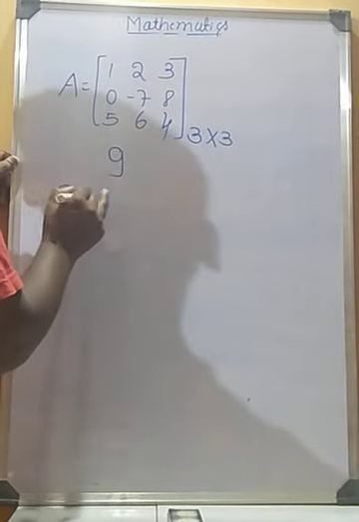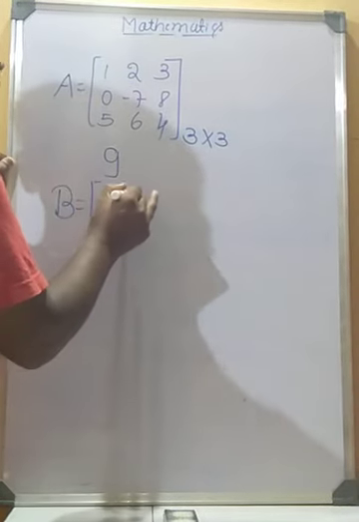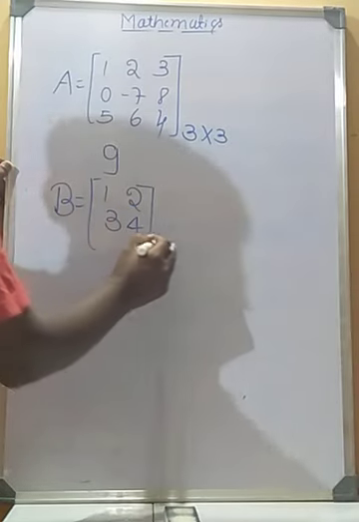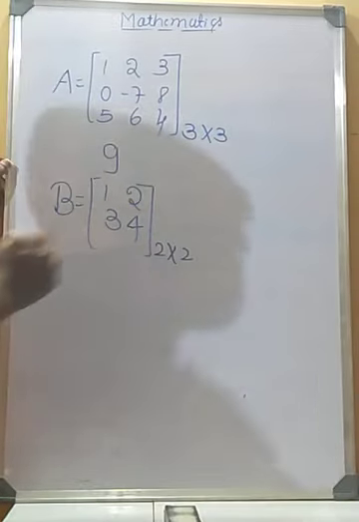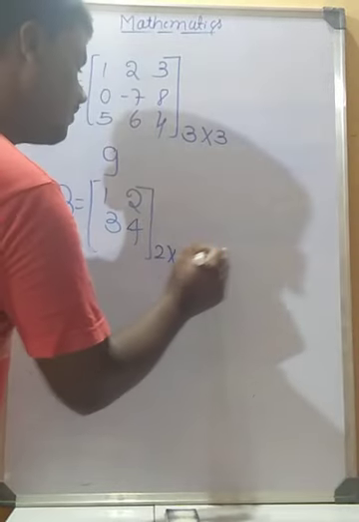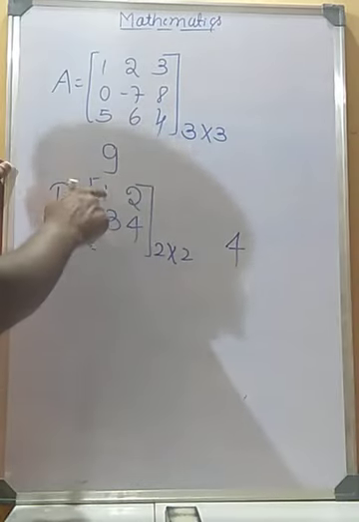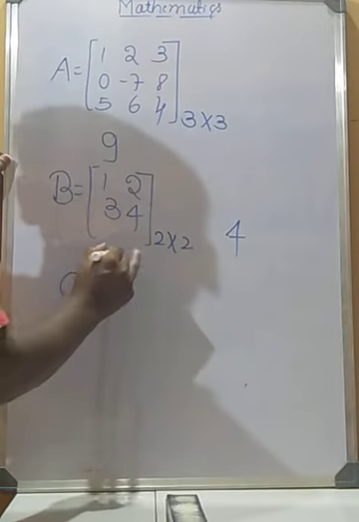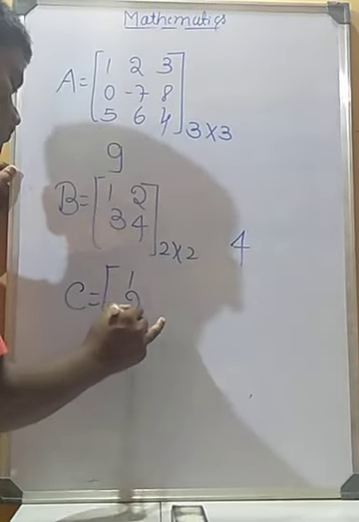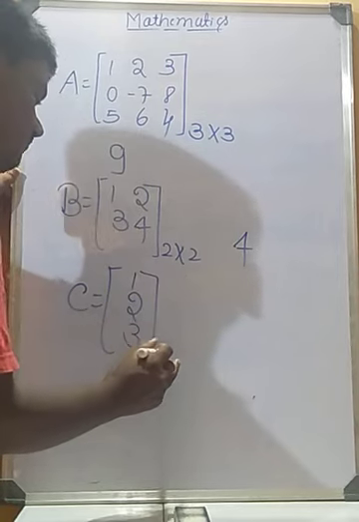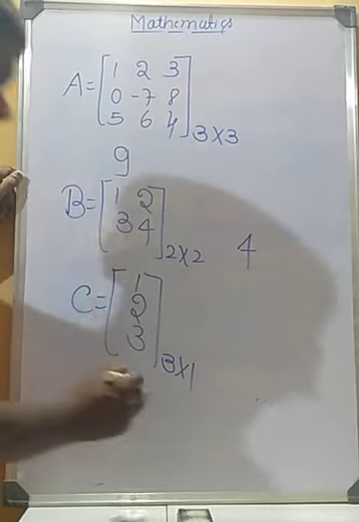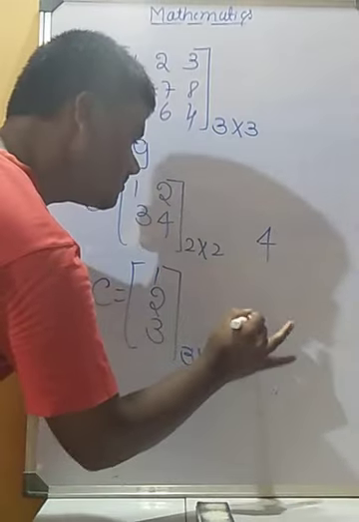Similarly, matrix B is equal to 1, 2, 3, 4. Order is 2 cross 2. Then we'll have 4 elements. Here 1, 2, 3, 4 elements. Similarly, matrix C is 1, 2, 3. Order of this matrix is 3 cross 1, and it will have 3 elements.